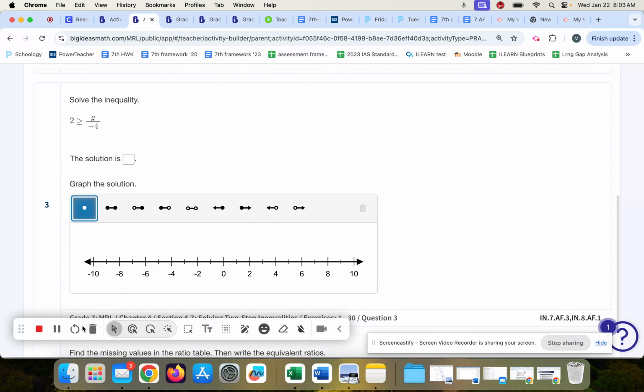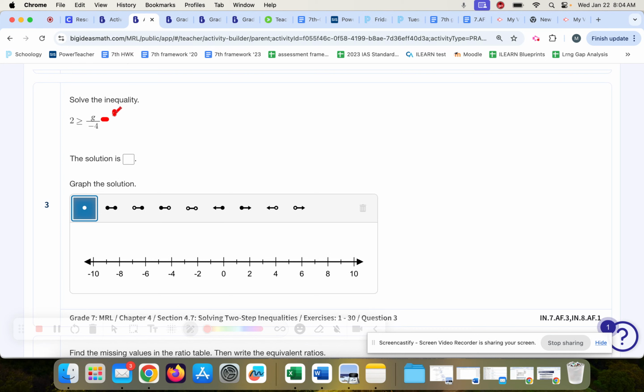Number 3, a little trickier here because it's kind of on the wrong side. Instead of dividing by negative 4, you're going to multiply both sides by negative 4. Okay, the 4's cancel, the negatives cancel. So since it was a negative that we multiplied by, we're going to flip the sign. G is, if I read it backwards, greater than or equal to negative 8.